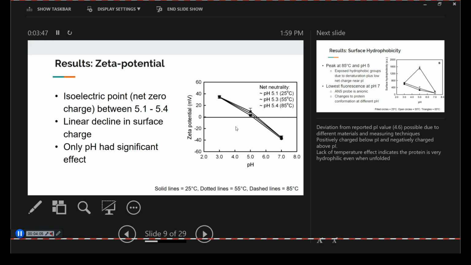So getting to the first results, for zeta potential, they found the isoelectric point to be between 5.1 and 5.4 depending on temperature. And this is a little bit higher than the reported value of about 4.6, which they attributed to possible different starting materials or slightly different measuring techniques. And they saw a linear decline in surface charge over pH, which would be expected since at pHs below the isoelectric point, proteins will be positively charged, and above the isoelectric point, they're negatively charged. So that wasn't all that surprising.